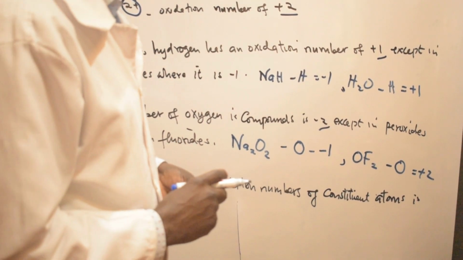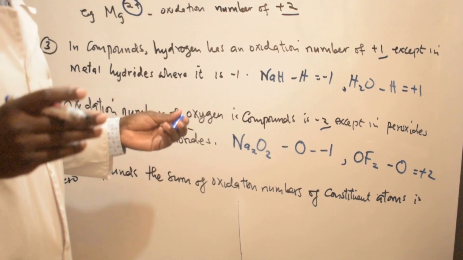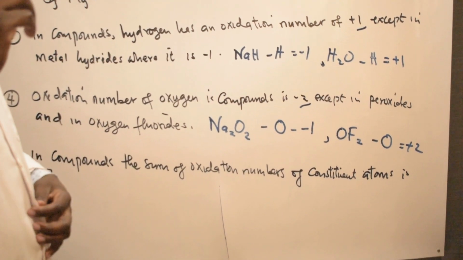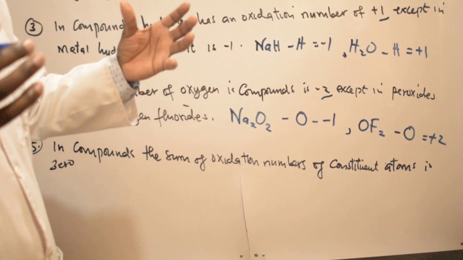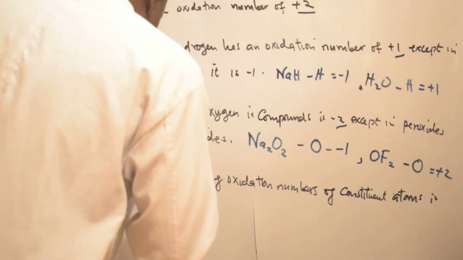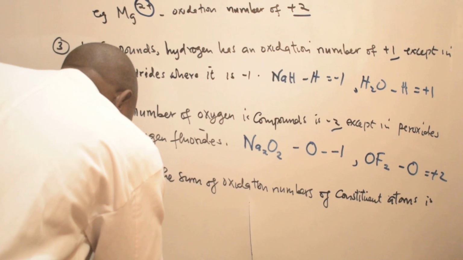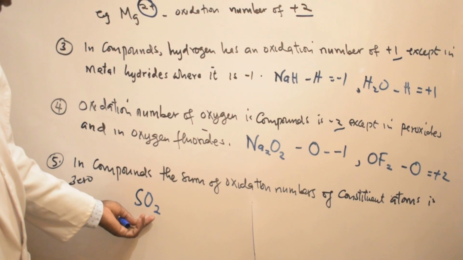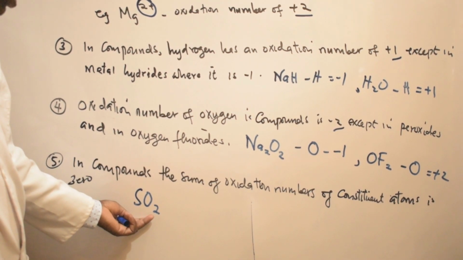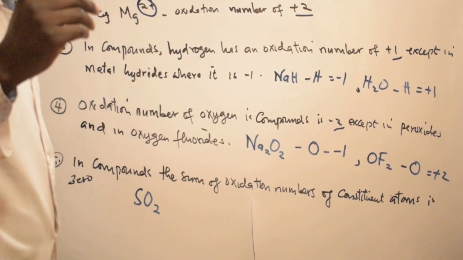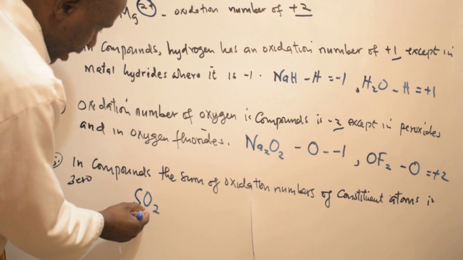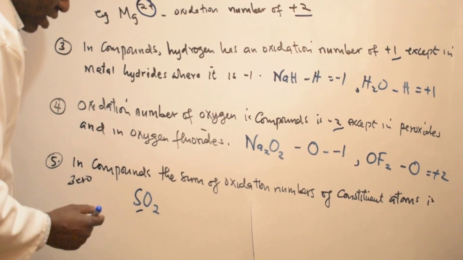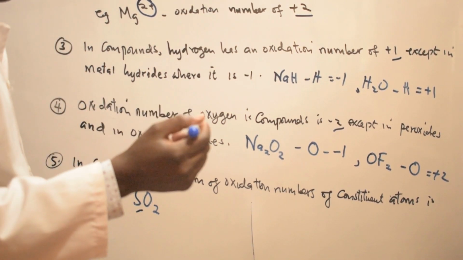Now, all the compounds that you can ever think of are neutral. If I think about any compound, for example sulfur 4 oxide, this is a compound. If you take the oxidation number of sulfur, and add the oxidation number of oxygen, and there are 2 of them, it should give you a 0.